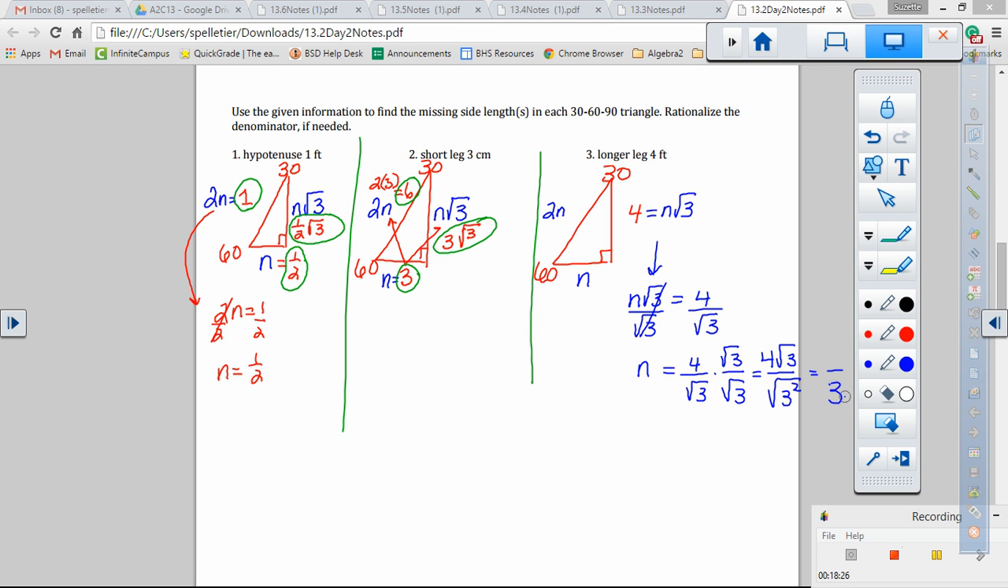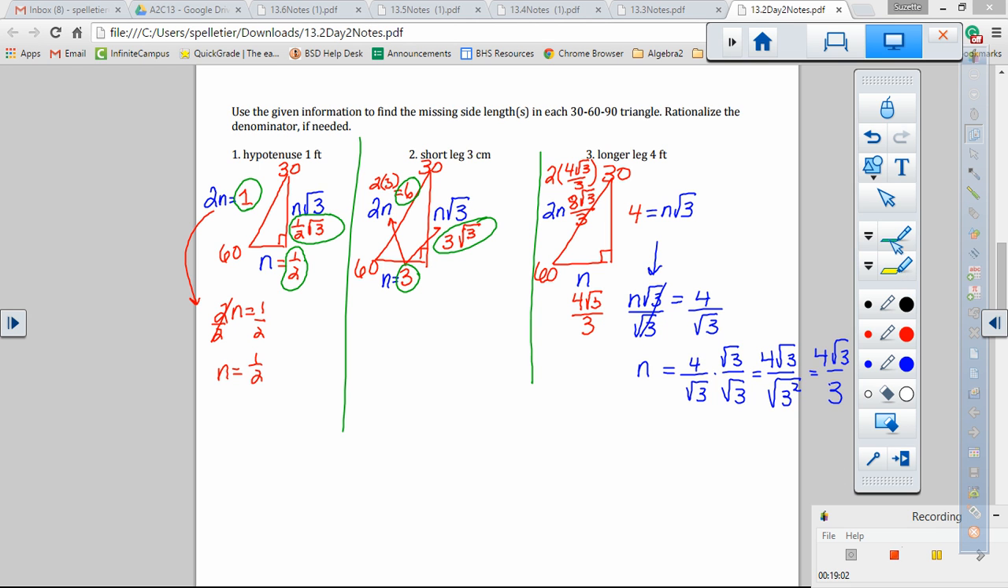And again, you just slide that over. And you are not able to divide 4 and 3 by the same amount. So you're just going to go ahead and leave it. So I have n is 4 square roots of 3 over 3. So now everywhere on my side length, I need to put in 4 square roots of 3 over 3. Here I have 2 times that. I'm doubling it. So now I have 2 times 4 square roots of 3 over 3, which is going to give me 8 square roots of 3 over 3.